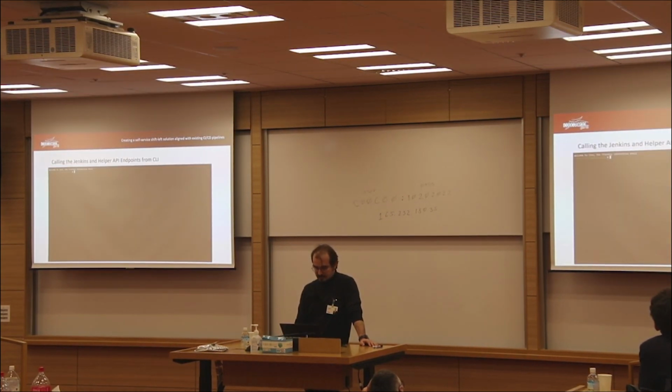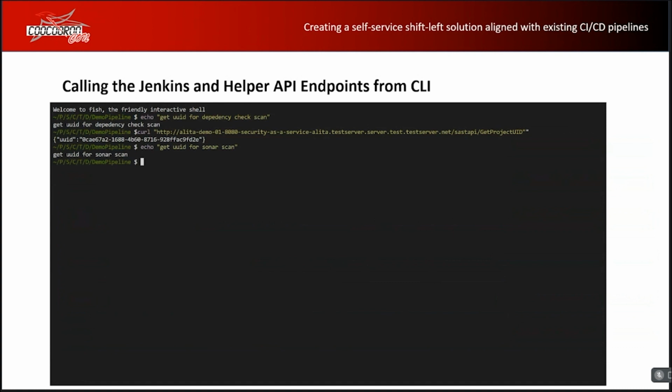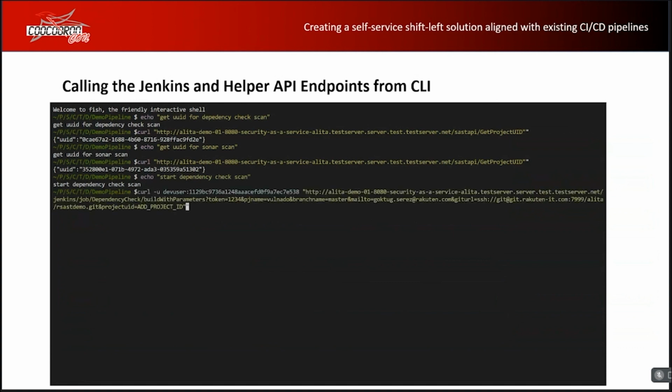So here's a demonstration of how both the helper and Jenkins APIs work and operate together. First, we get two UUID values, one for each scan job. Then we start the OWASP Dependency Check scan job using the UUID value we got from the helper API. And as you can see, other parameters are also passed as required for the new scan.